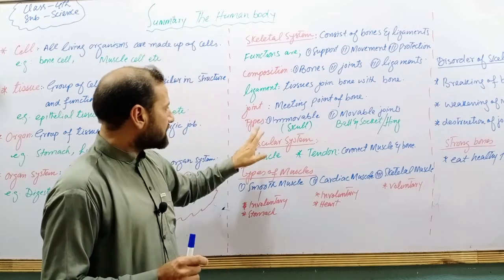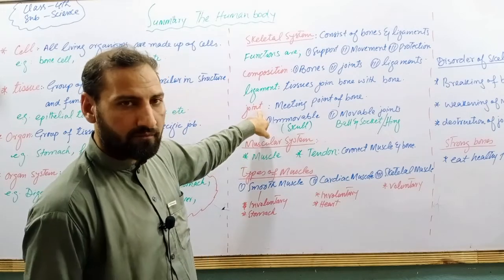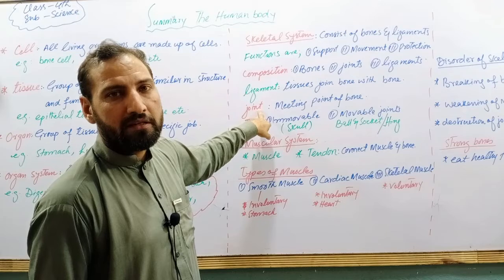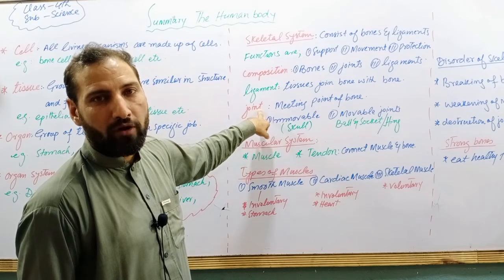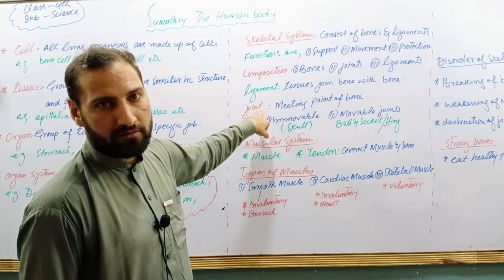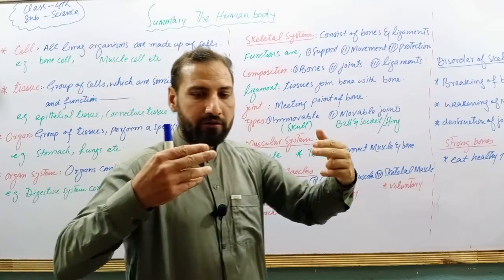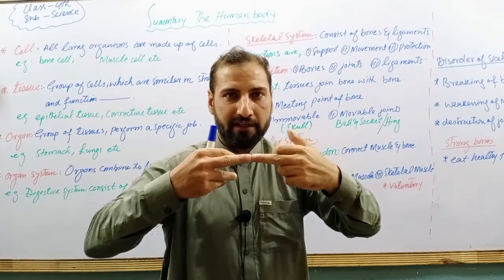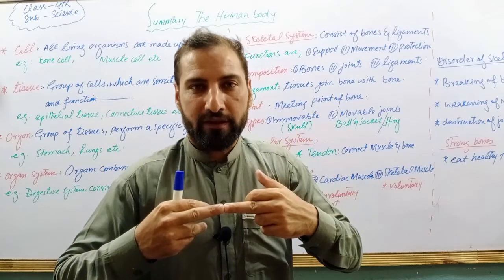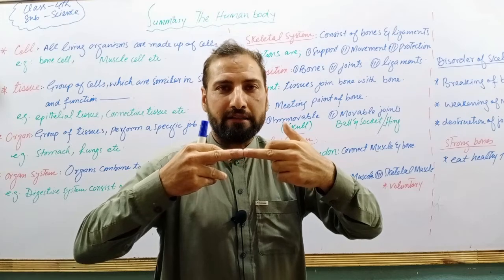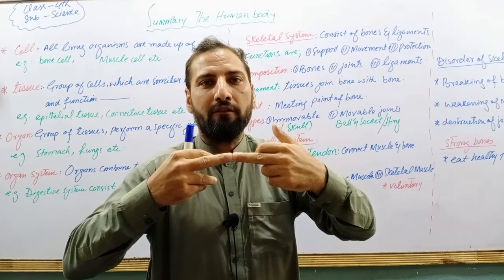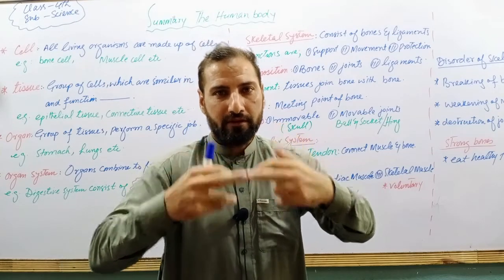Okay. Next one, what is joint? Joint means the meeting point of two bones. A point where two bones are connected with each other is called a joint. How are bones connected with each other? Bones are connected with each other with the help of ligaments. Clear?